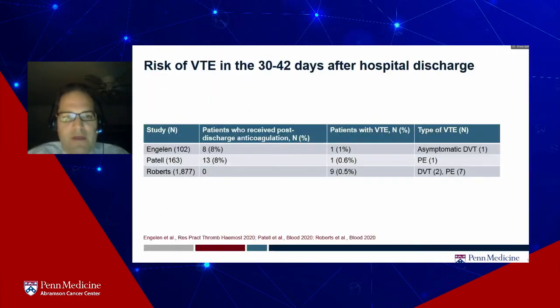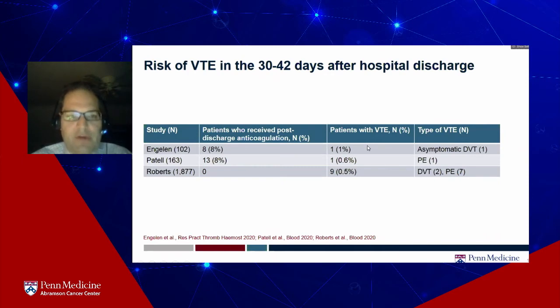So when patients with acute medical illness are discharged from the hospital, we know that they remain at increased risk of venous thromboembolism for at least 30 to 42 days after discharge. Is that true in patients with COVID-19 as well? Well, we now have 3 studies that have been reported that shed light on this question. The first is a study of 102 patients from Belgium, only 8% of whom were discharged on prophylactic anticoagulation. And of these, only 1 patient was diagnosed with DVT in the follow-up period.